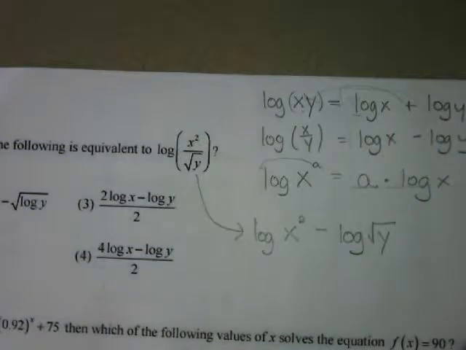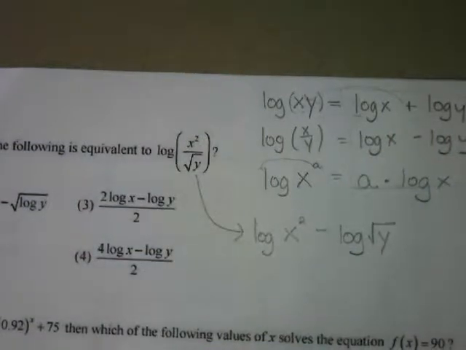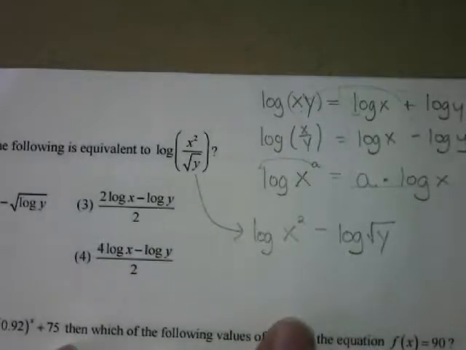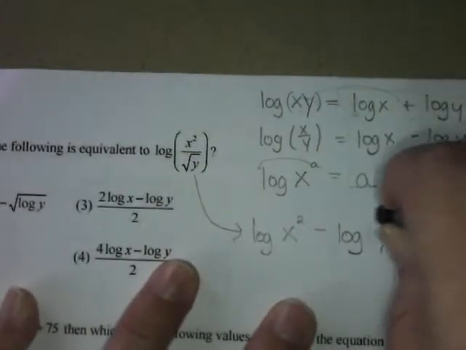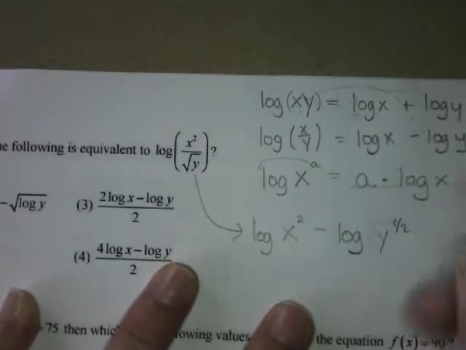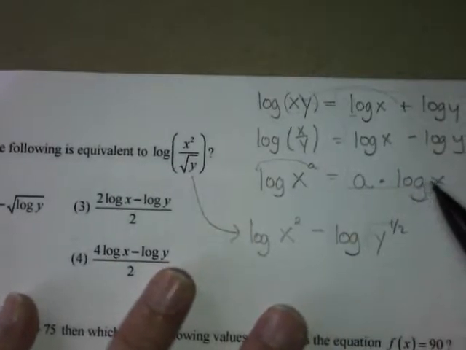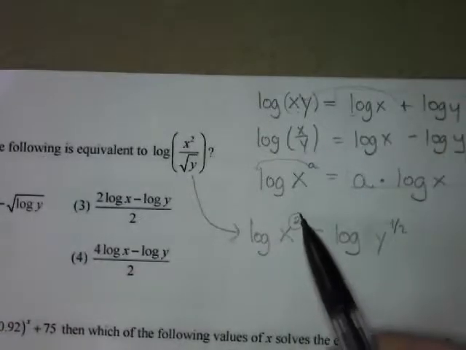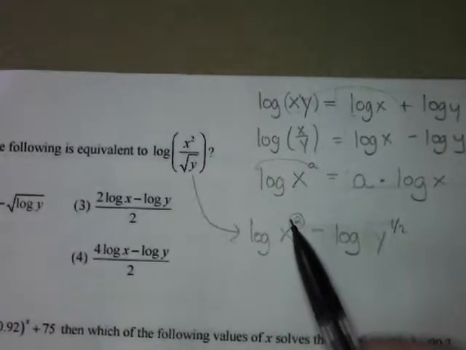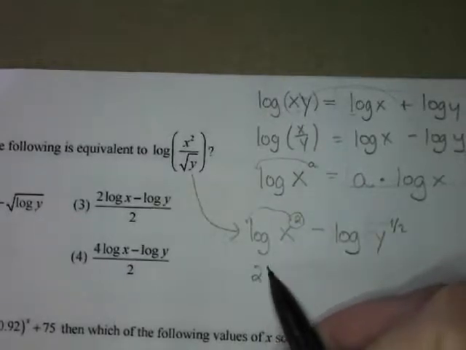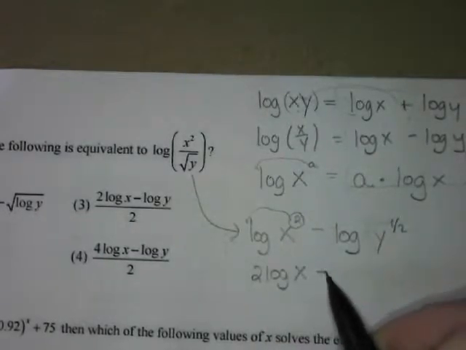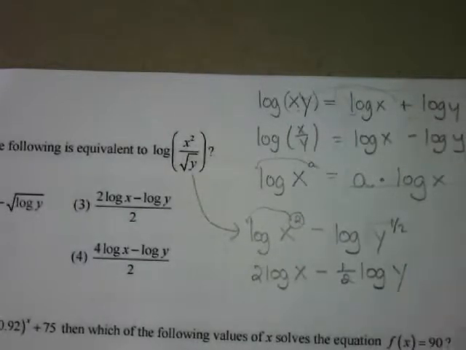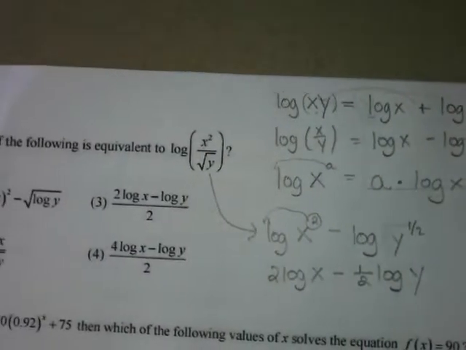Now, root y is technically y to what power? 1/2. So you should probably rewrite that because we don't have any rules that involve the square roots. We do have rules that involve exponents, and so then you just bring both of those exponents out in front. So I'd get 2 log x minus 1/2 log y. And that's pretty much it.